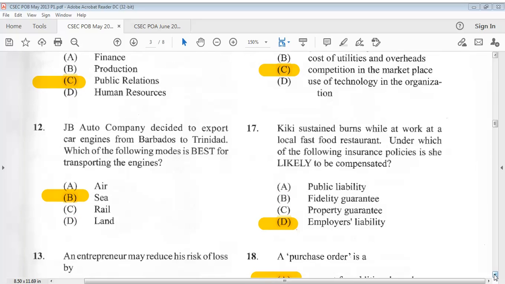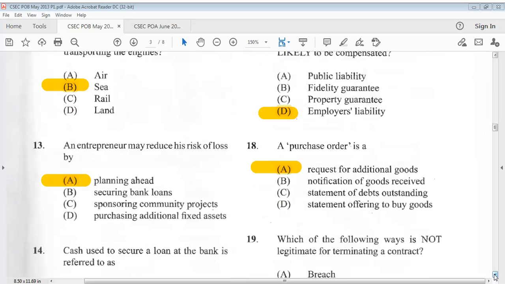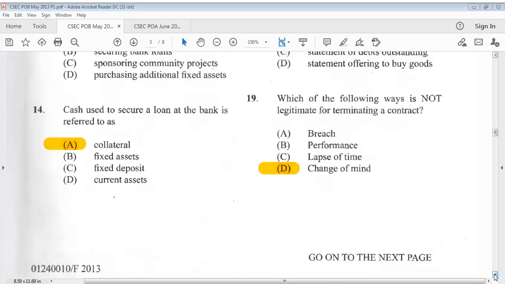12 says, this is another repeated question. JB Auto Company decided to export car engines from Barbados to Trinidad. Which of the following modes is best for transporting the engine? We know that it is by C, B. 13 says, an entrepreneur may reduce his risk of loss by, the answer A, planning ahead. 14 says, cash used to secure a loan at the bank is referred to as, we know that's a collateral. So the answer is A.